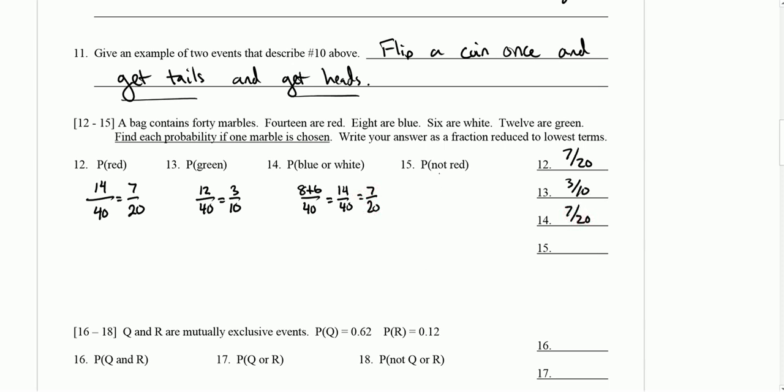Not red. Okay, well, let's look at red. 14 are red. Well, actually, not red would be the complement of 12, so it'd be 1 minus 7 out of 20.